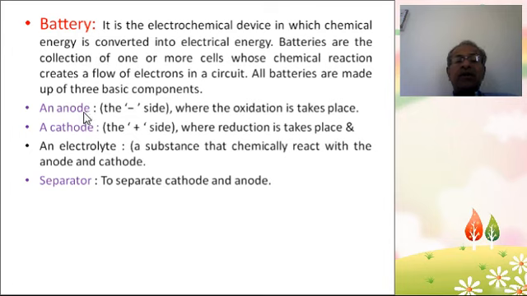As I told you, the anode is a negatively charged electrode where the oxidation takes place. We know that oxidation is nothing but the loss of electrons. At the cathode, the reduction takes place where the electrons are being gained, and it is the positively charged electrode. And the third one is the separator, which separates the cathode and anode. In between cathode and anode, the electrolyte is being used.